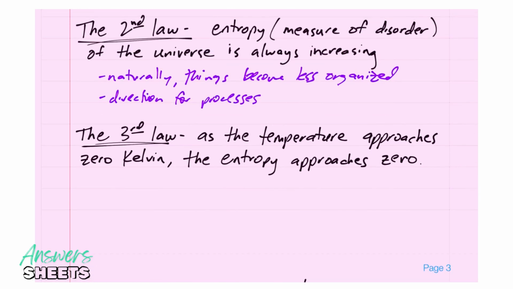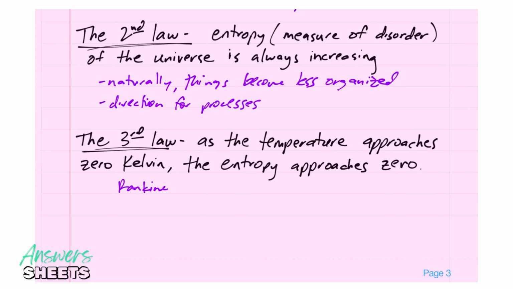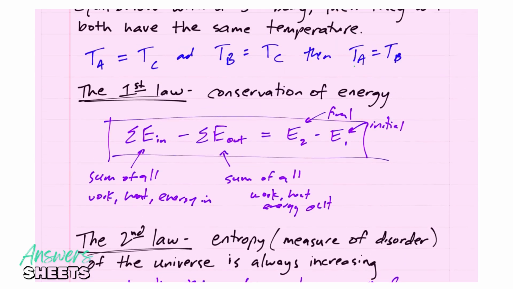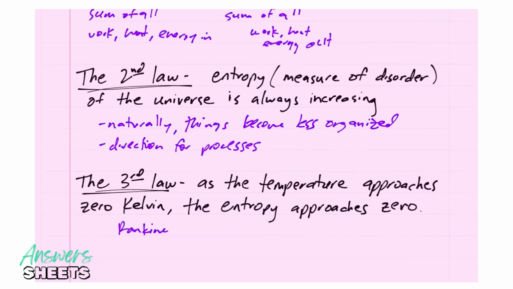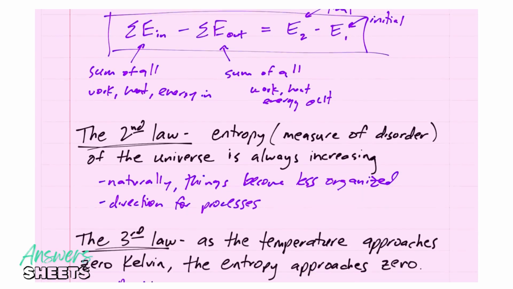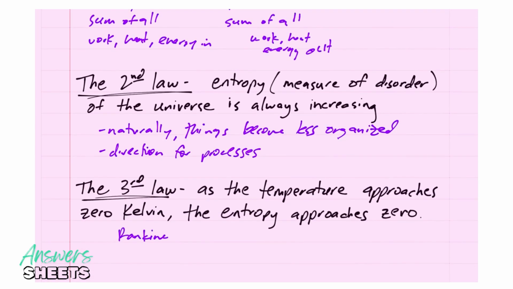The third law is that as temperature approaches 0 Kelvin or 0 Rankine, Rankine being the English absolute temperature scale, entropy approaches 0. We won't deal with that very much. The first law is where we're spending most of our time in this class. This is the foundation for thermodynamics, these four laws of thermodynamics.